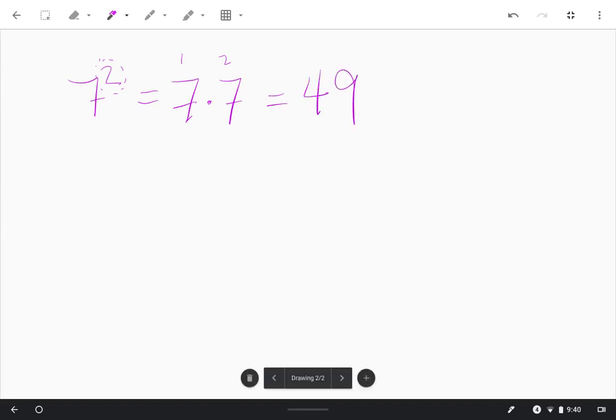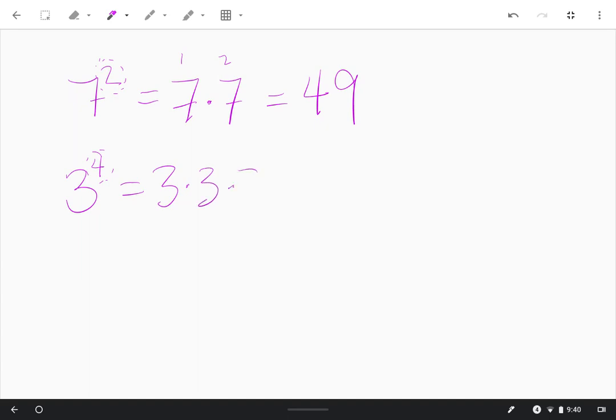So we could have other examples of this. We could take it beyond 2. We could have something like 3 to the 4th. And that would tell me that I need to do 3 times 3 times 3 times 3, so 3 times itself 4 times. So 3 times 3 is 9, times 3 is 27, times another 3 is 81.